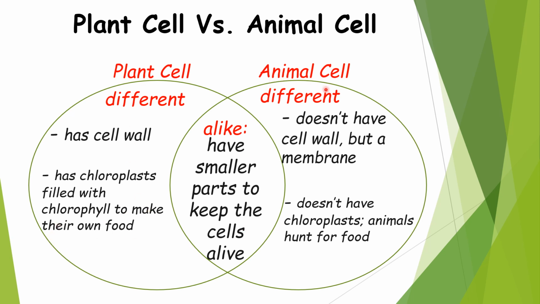Whereas an animal cell doesn't have chloroplasts. We all know that animals hunt for food. They don't need to make their own food.